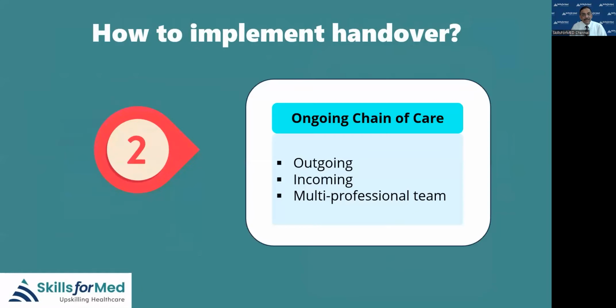The second step is the ongoing chain of care. Make sure that the information is passed from the outgoing team to the incoming team. And as I already pointed out, it is ideal if it is a multi-professional team. I see some hospitals are practicing it, and I'm really happy. Our own hospital doesn't do that. So what happens is it becomes like silos, like compartments. When there is no horizontal communication, patients fall between the cracks. So combine nursing and doctors' handover to start with, and later you can involve physiotherapists, dietitians, and other professionals who are taking care of the patients. Then it becomes a real multi-professional team approach.